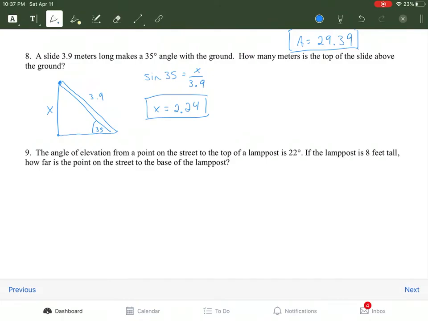Number 9, angle of elevation for a point on the street. So here's a point on the street to the top of a lamppost. So here's our lamppost.